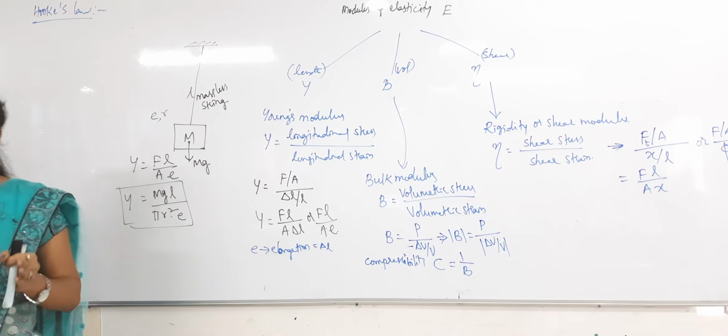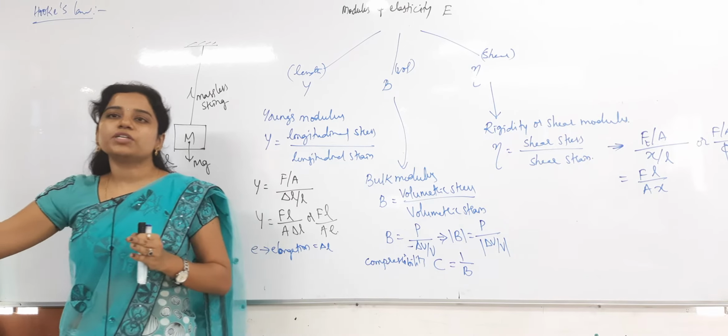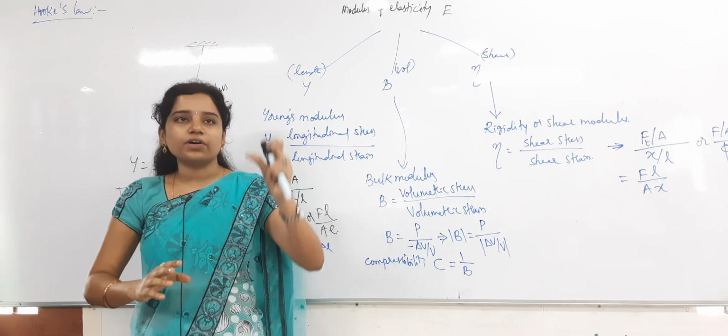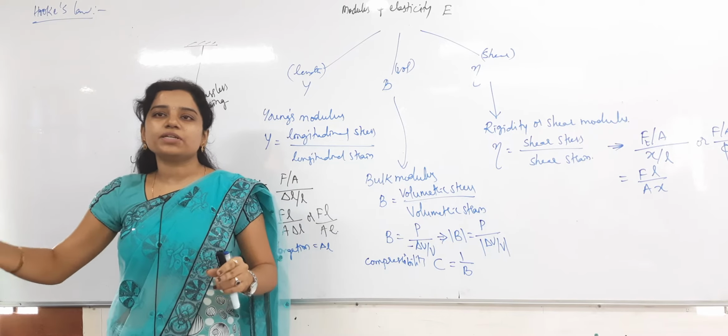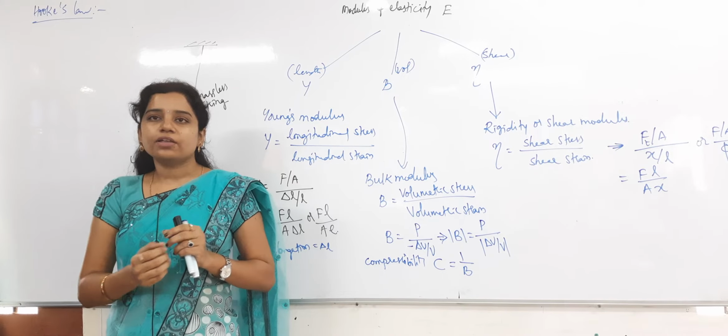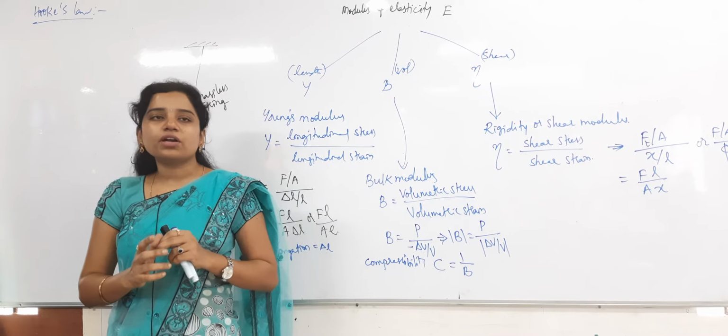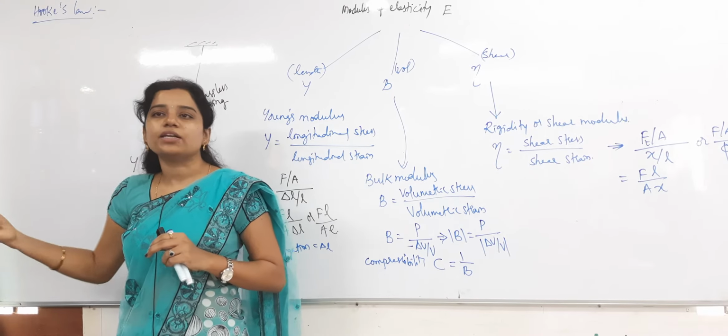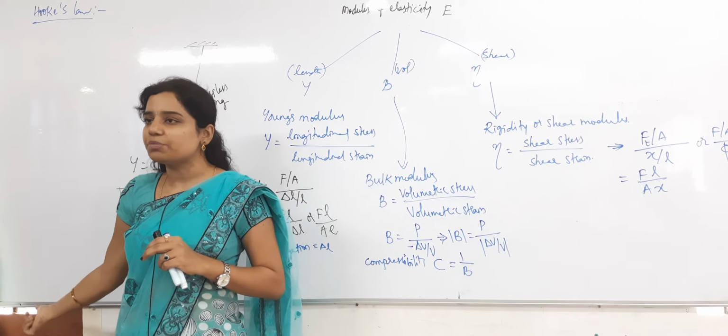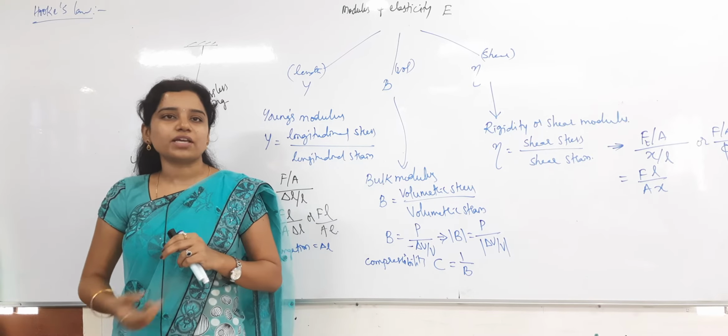One wire is of length L, another is of length 2L. One wire is of diameter d by 4, the second one is of diameter d. They have been applied the same force and belong to the same material. Then what is the difference? Their delta L will be different, elongations will be different. You have to find those elongation ratios.